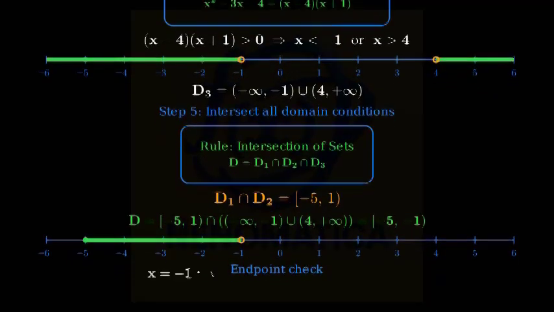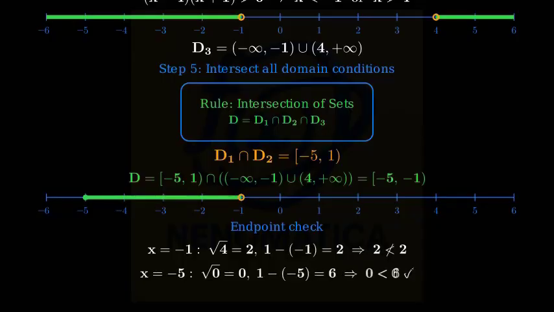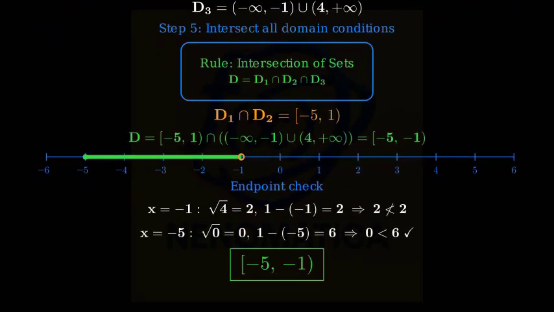Endpoint check. At x equals negative 1, both sides equal 2, so the strict inequality fails. Negative 1 is excluded. At x equals negative 5, we get 0 less than 6, which is true. Negative 5 is included. Therefore, the solution set to the inequality is the interval from -5 to -1, not including -1.